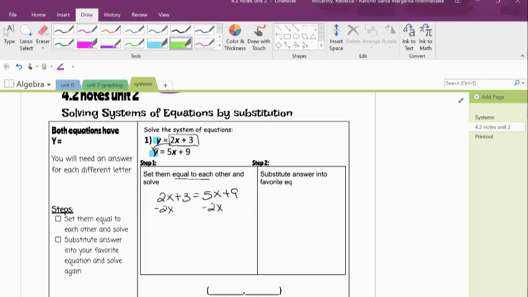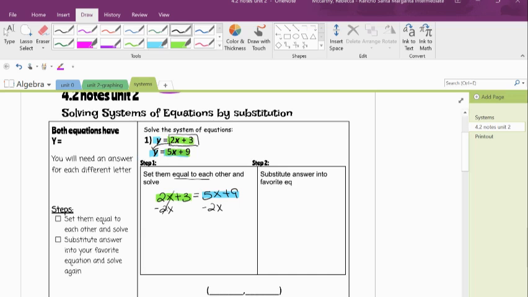Just a reminder, this here is from here because that replaced the y, and this one here is this one here. So when they both equal y, I could just set them equal to each other and replace that y with nothing but x's. And that's what I was doing.